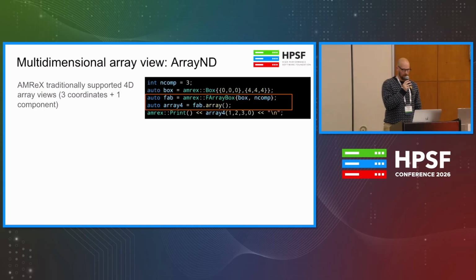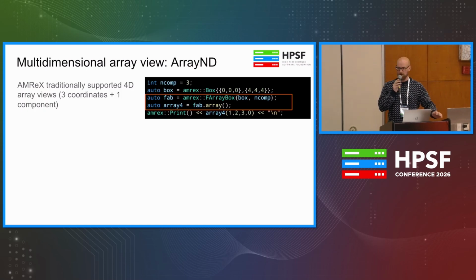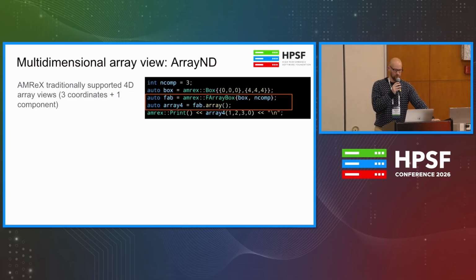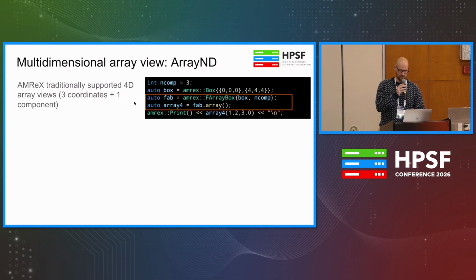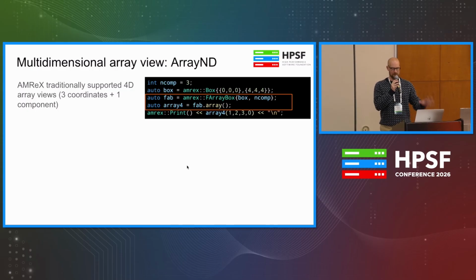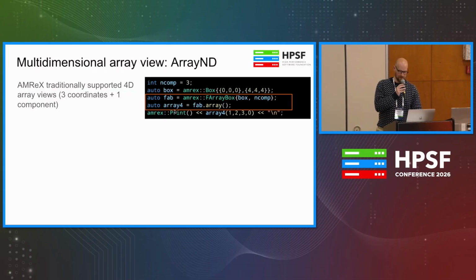Okay. Now I want to talk a little bit about some more code developments and features. One thing that's new is a true multi-dimensional array view called ArrayND. AMReX always supported a 4D array view, so we would say there's space dim coordinates plus 1 component. And you used it like this. So you define a box that's your index space, and then you define a fab, which actually owns the memory, and then you can make this array view object and then do stuff with it.